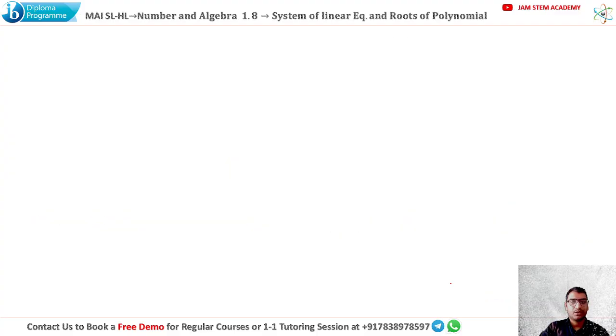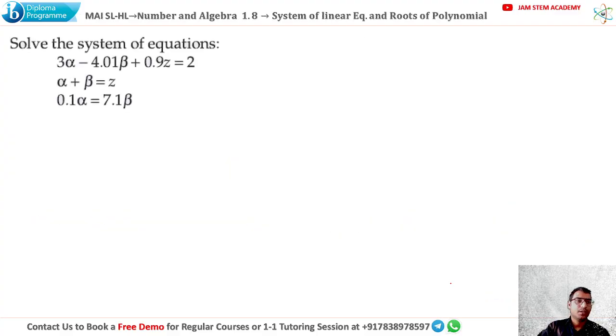Now let's solve a question on a system of linear equations. It says solve the system of equations for alpha, beta and z. We have 3 alpha minus 4.01 beta plus 0.9 z equals 2, alpha plus beta equals z, and 0.1 alpha equals 7.1 beta. First, we need to write these in the standard form. Then we will use our GDC to get the answers. So what is the standard form for this?